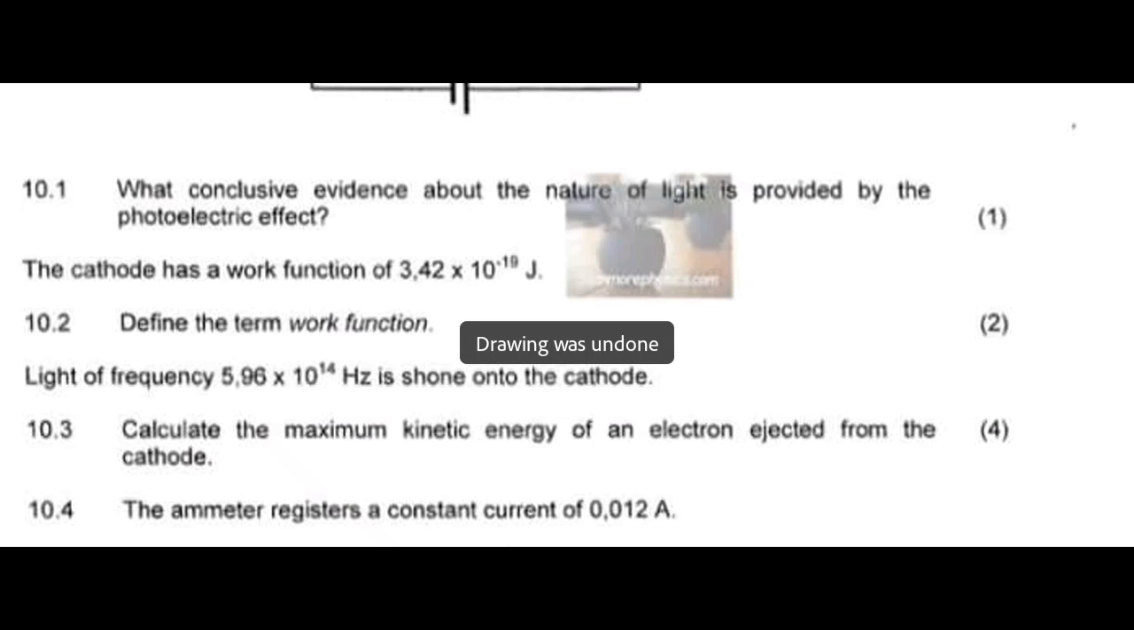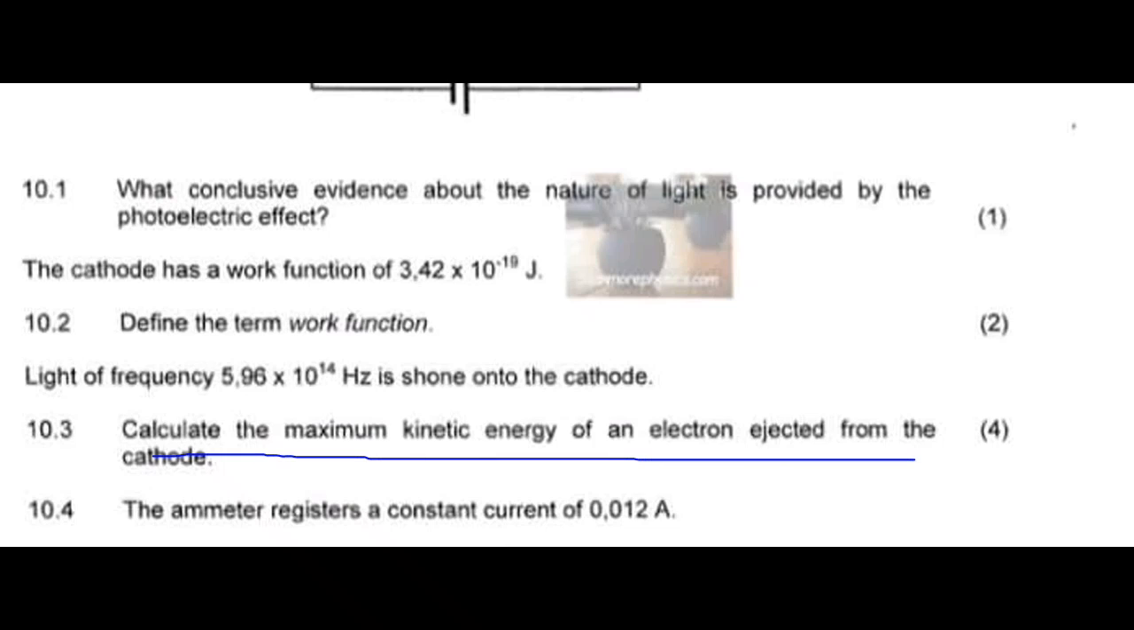Now, if the energy is bigger than the work function, not only will electrons be emitted, they will also have kinetic energy. So now let's look at this question. They said calculate the maximum kinetic energy of an electron ejected from the cathode, meaning that, we can even prove it, when we convert this to energy by using the formula E equals hf, we will figure out that the energy will be higher than the work function. So it won't be equal, it will be higher, meaning that there will be kinetic energy.